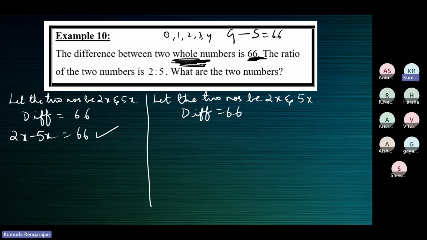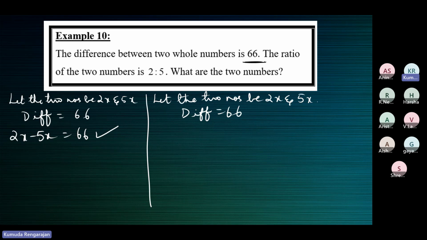So it's given that the two numbers are whole numbers. The whole numbers meaning both are positive. So it will be the greater number minus the smaller number is equal to 66. So between 2x and 5x, 5x will be the greater number. 2x will be the smaller number. And 2x and 5x are whole numbers, and their difference is 66.